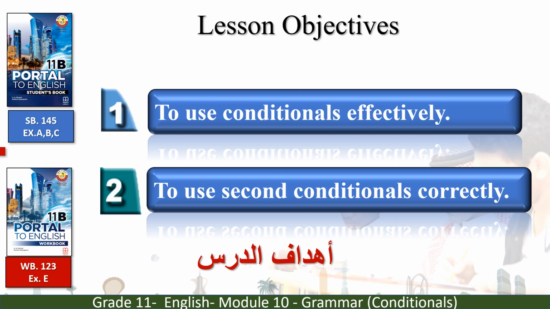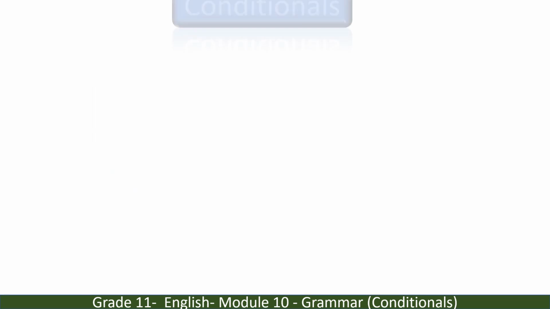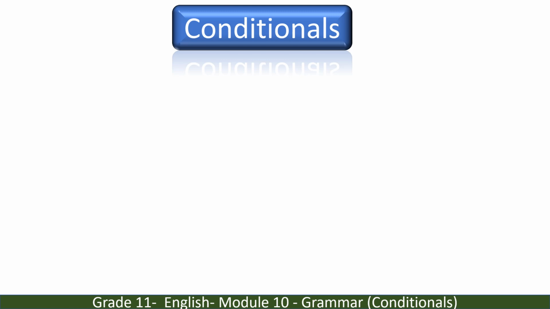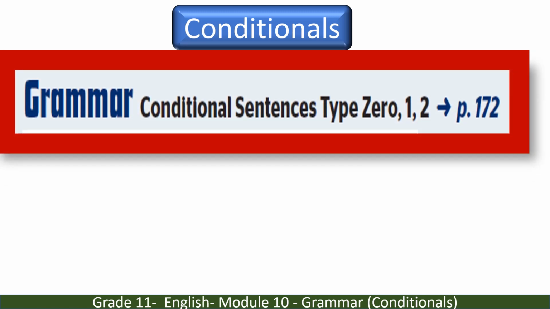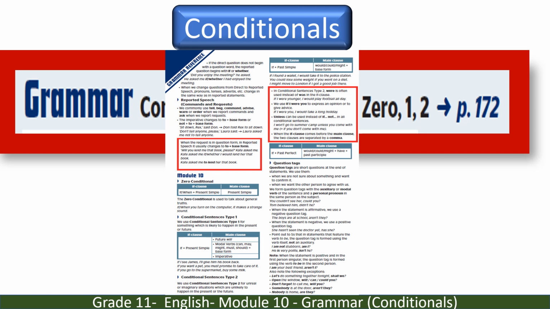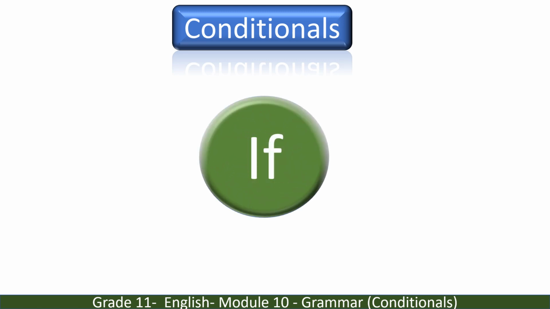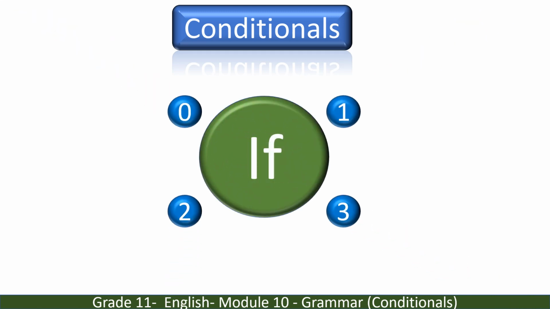Today you have two objectives. The first is to use conditionals effectively. The second is to use second conditionals correctly. Before you continue watching this video, it's very important that you read the grammar reference section of your student's book, page 172. As we said in the previous video, there are four types of conditionals: zero, first, second, and third.